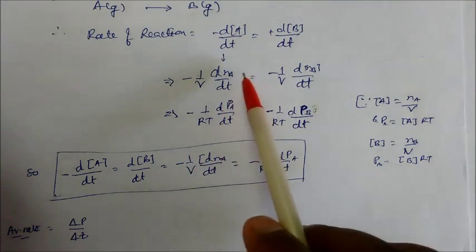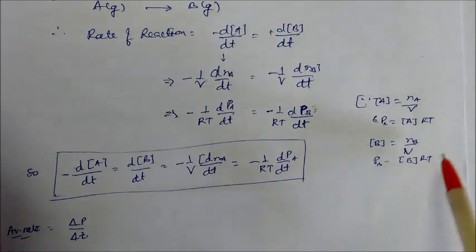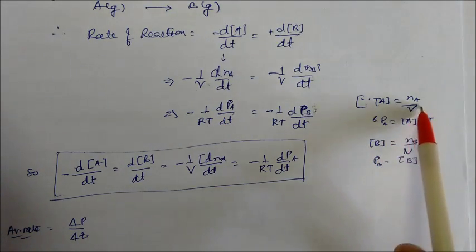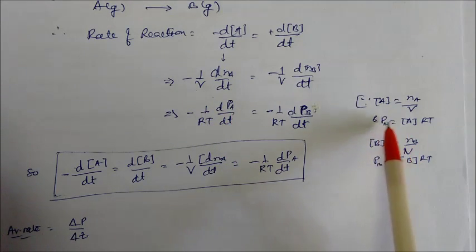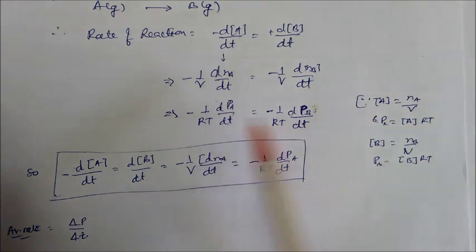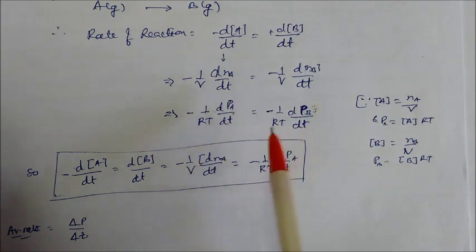So nA by V is nothing but the concentration, and P equals CRT, so we can write the concentration of A as PA by RT. Here we put PA by RT, so this will be minus 1 by RT dPA by dt, and for B, plus 1 by RT dPB by dt. This is the instantaneous rate of reaction.